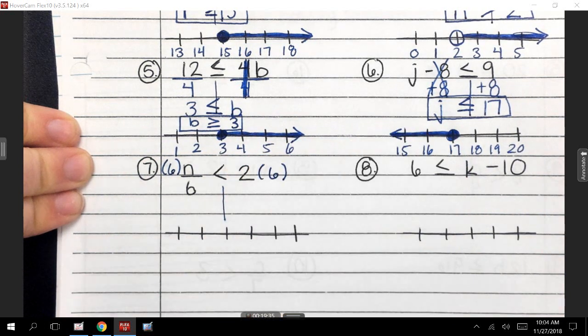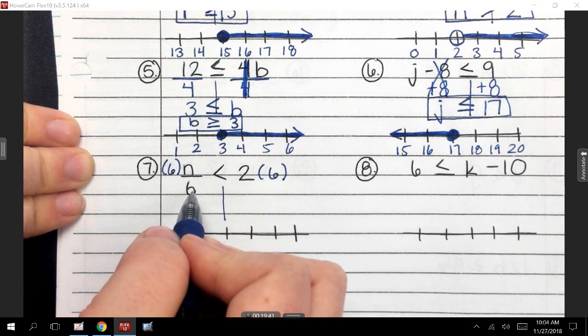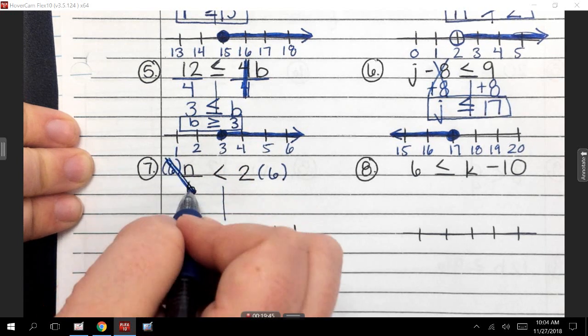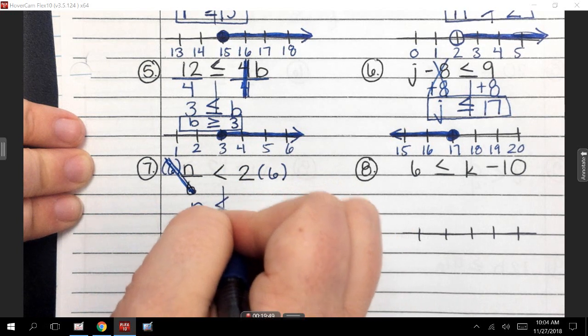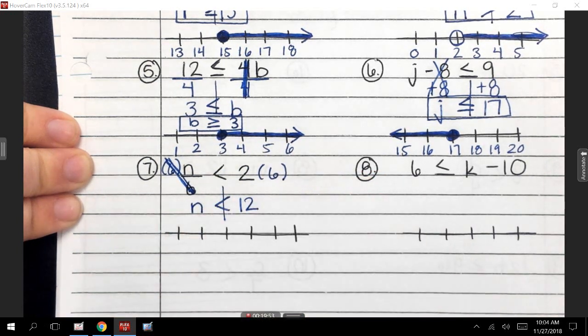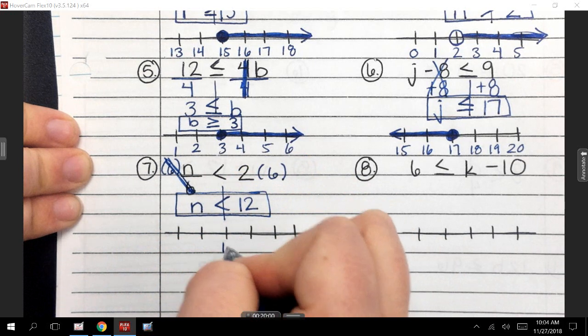So I'm going to put my times 6 by 2. Okay, so we did times 6 on both of those. My 6 on top and 6 on bottom. 6 divided by 6 is 1. So that's going away. Leave me with 1 n, which is just n. N is less than 2 times 6? 12. Is that a good answer? Yeah, my letters in front. That's good to go.